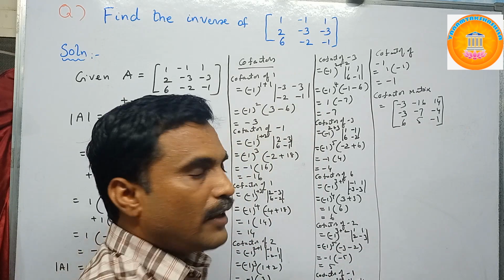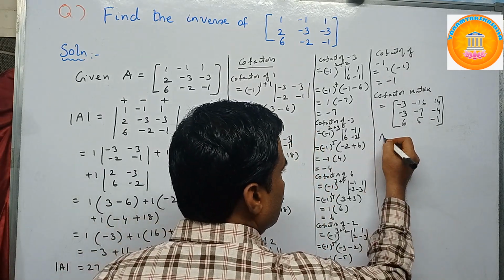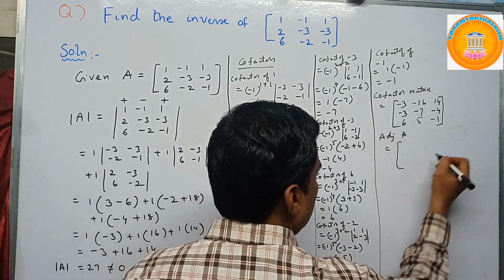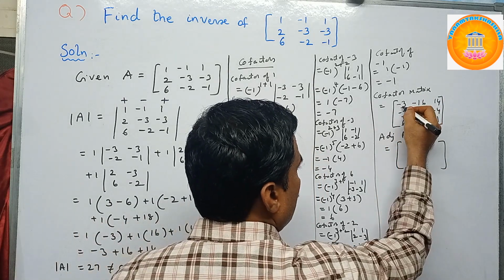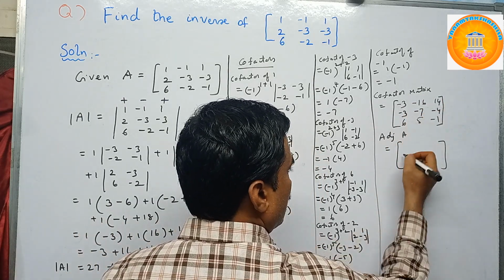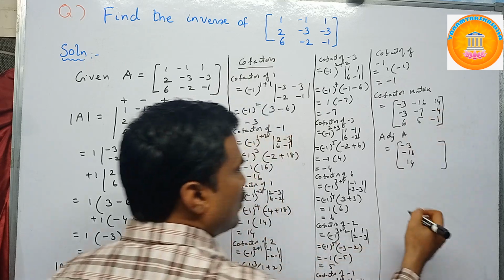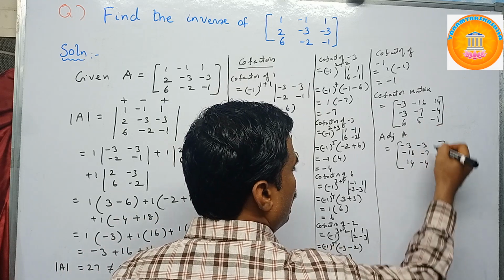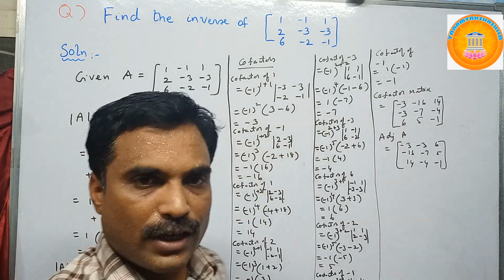Then from this you need to find the adjoint. So how to get adjoint? That is the transpose of this. So the adjoint of this matrix will be: change first row into first column. So first row is minus 3, minus 16, 14. Then second row into second column: minus 3, minus 7, minus 4. Third row into third column: 6, 5, minus 1. So you got adjoint A.